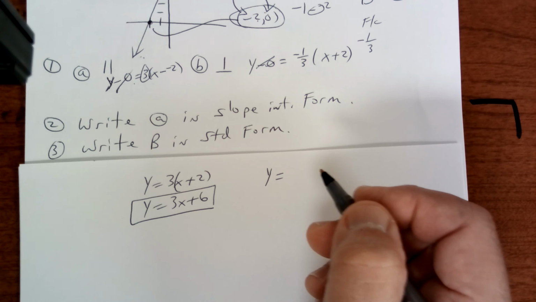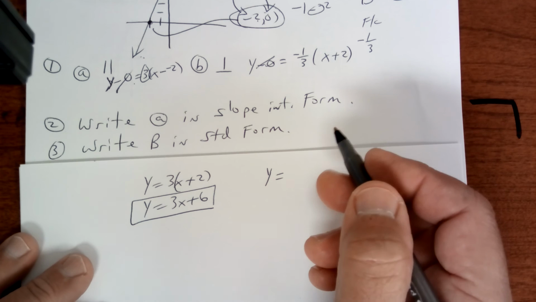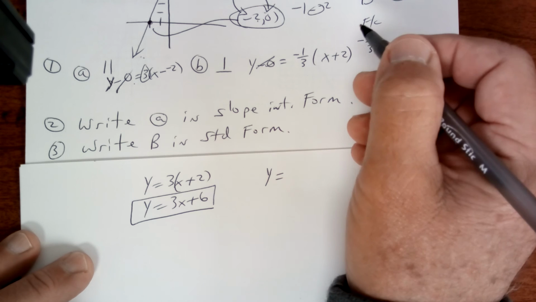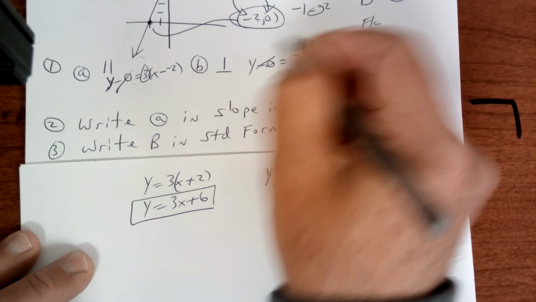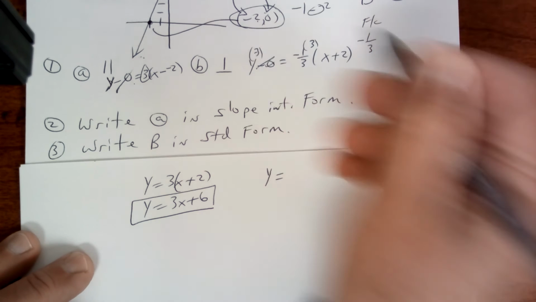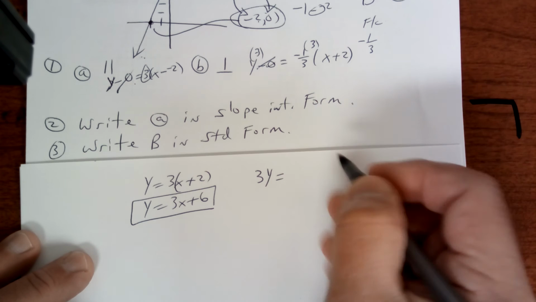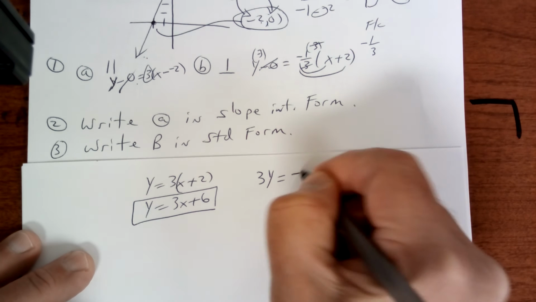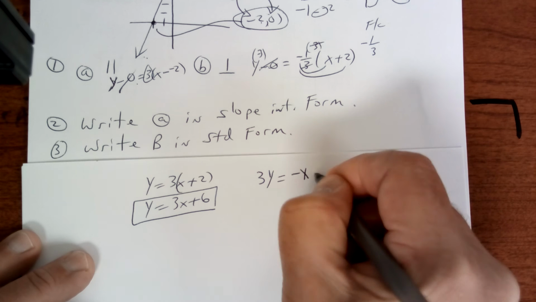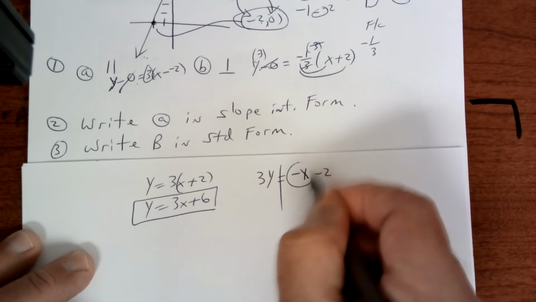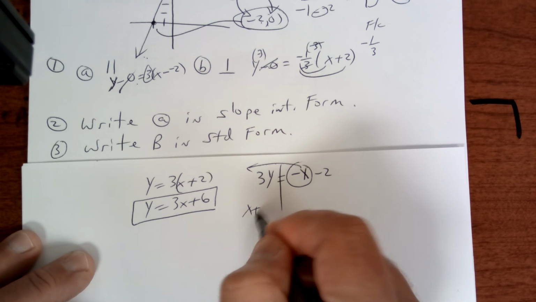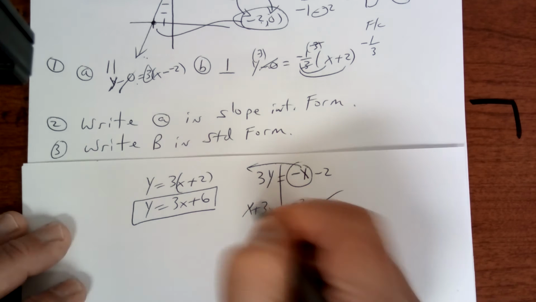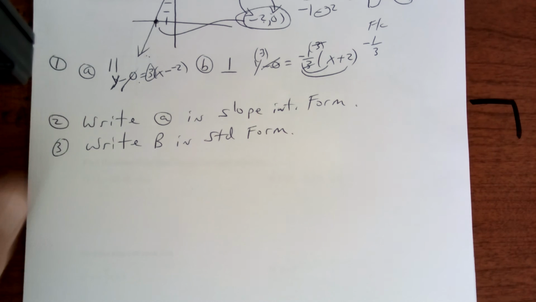Okay, so this one right here, you're going to have to distribute here. And probably the easiest way to do this is to just multiply by 3. It's just a little trick. So I'm going to get 3y is equal to, these 3's cancel, I'm going to distribute the negative x minus 2, and then I'm going to move the x over here, and I get x plus 3y equals -2, and I'm done, and that's standard form. Okay, that little trick works pretty handily.